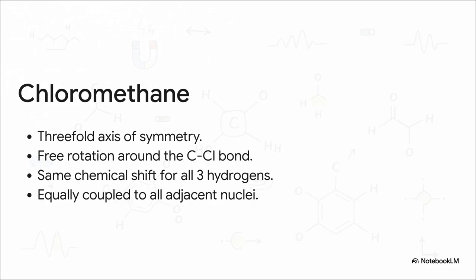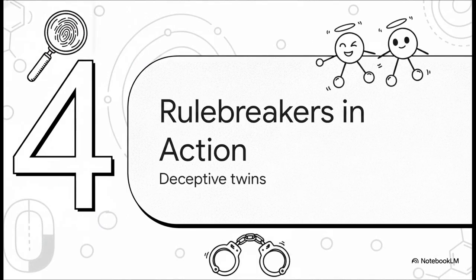So all three hydrogens share the exact same chemical shift? Check. And since there are literally no other adjacent hydrogens on this one-carbon molecule, by default, all three hydrogens are equally coupled to all adjacent nuclei. I mean, they're coupled to a null set, but it counts. So they are both chemically and magnetically equivalent. The whole shebang. Okay, let's see what happens when things go wrong.